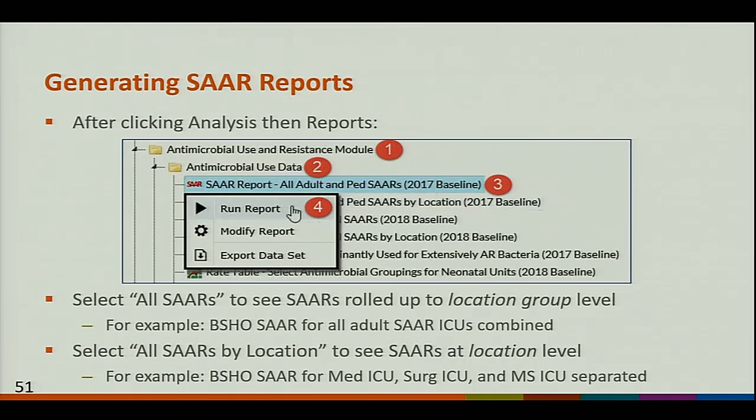So how would you find the SAAR reports? So in the antimicrobial use and resistance module folder on the analysis reports page, you would click antimicrobial use data folder, and then the very top 4 reports are our SAAR reports. So you would select the specific SAAR you want to run and then click run report. So there are 4 SAAR reports shown on the analysis and reports page. So you would select the all SAARs report to see the SAARs rolled up to the location group level. So for example, that would give me 1 SAAR for my broad spectrum hospital onset or BSHO SAAR for my adult ICUs combined. But if I wanted to see that SAAR at the location level, I would select the report that says all SAARs by location, either adult and pediatric or neonatal. And that would give me a BSHO SAAR for my med-surg ICU, a separate one for my surgical ICU, and a separate one for my medical surgical ICU, for example.